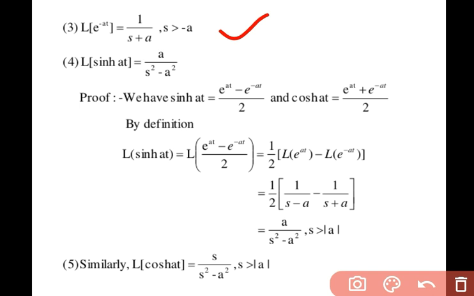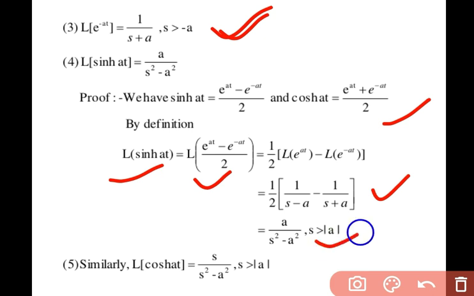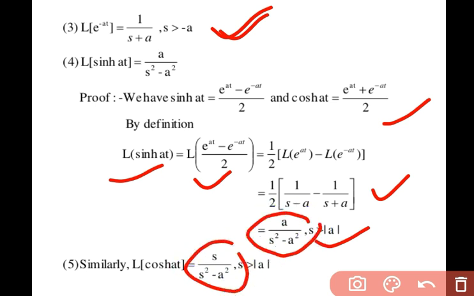And the Laplace transform of sine hyperbolic at equals a upon s square minus a square. We can prove it. We have sinh at equal to e to the power at minus e to the power minus at upon 2, and cosh at equal to e to the power at plus e to the power minus at upon 2. So by definition L{sinh at} equals this, and by using the 2nd and 3rd formulas and solving, finally we get a upon s square minus a square. Similarly L{cosh at} equals s upon s square minus a square. So the difference here is a upon s square minus a square, or here s upon s square minus a square.